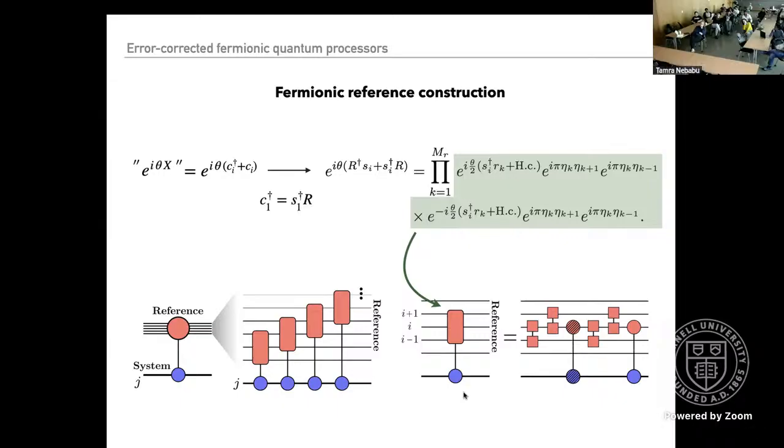Question. So, the circuit that you need to use for implementing this gate, either I theta X, is proportional to the total number of particles in the system. Is that right? Yes, exactly. It would scale linearly with the number of atoms in the system. We're thinking about different approaches.